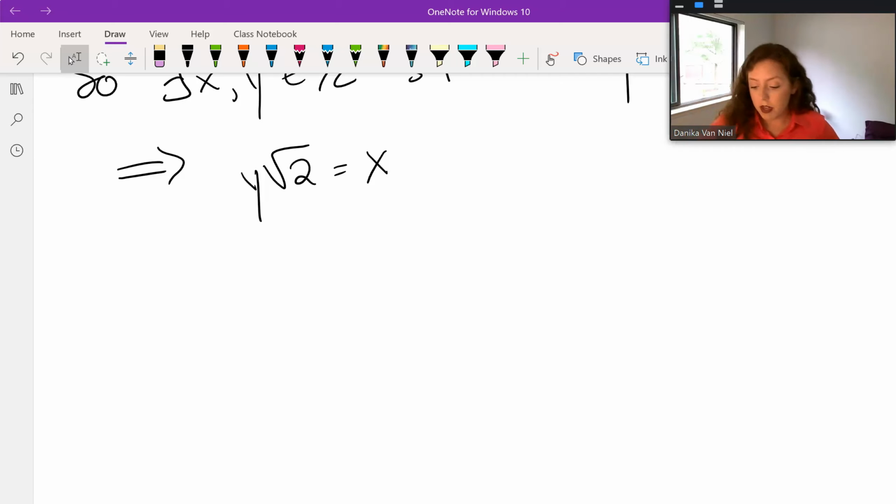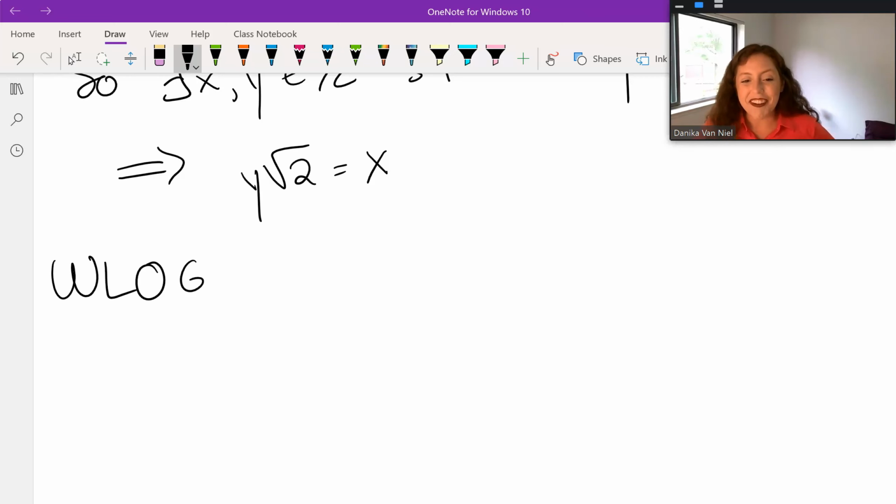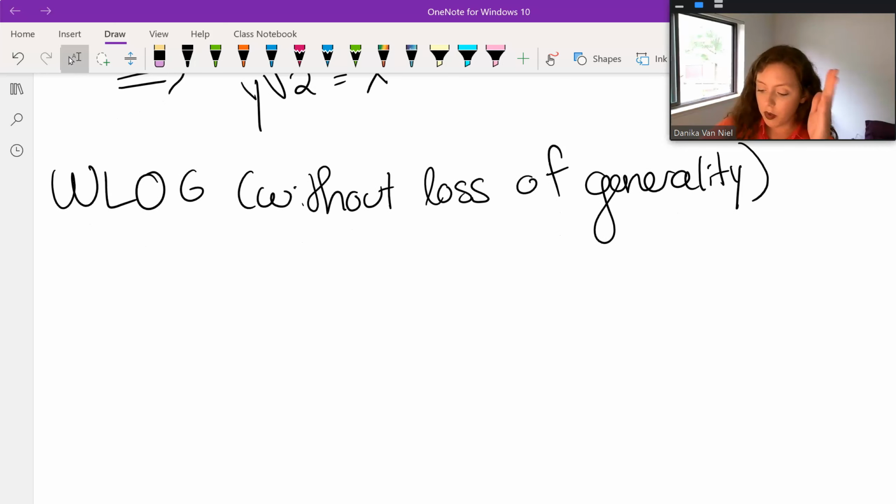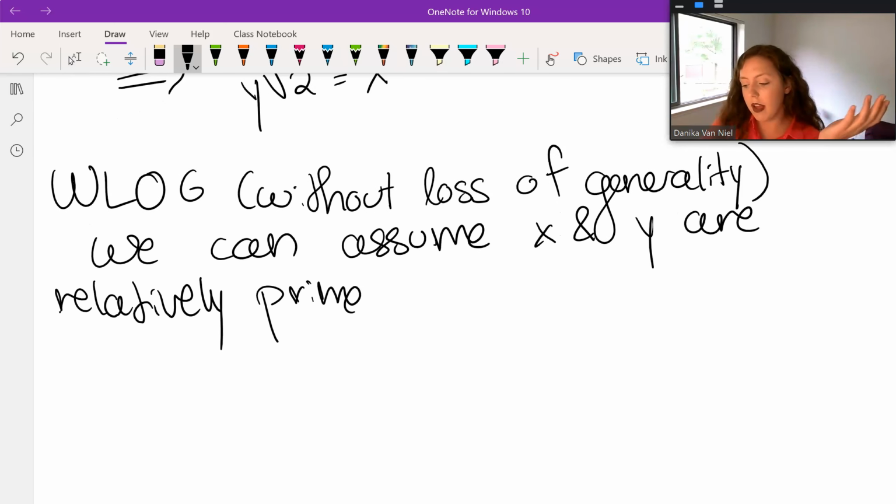Okay, but first I'm going to introduce you to something called WLOG. It means without loss of generality. So this is fancy math talk for I'm about to assume something, but it doesn't weaken my proof. Like I'm allowed to do this. All right? That is basically what I'm trying to say. And so without loss of generality, we can assume x and y are relatively prime, meaning they have no common factors. Okay? So instead of 2 over 4, now I've fixed it, I have 1 over 2.